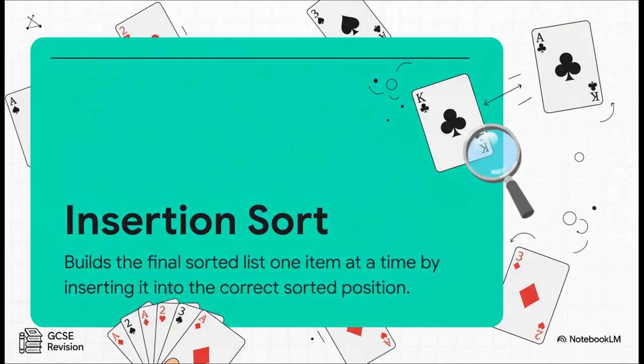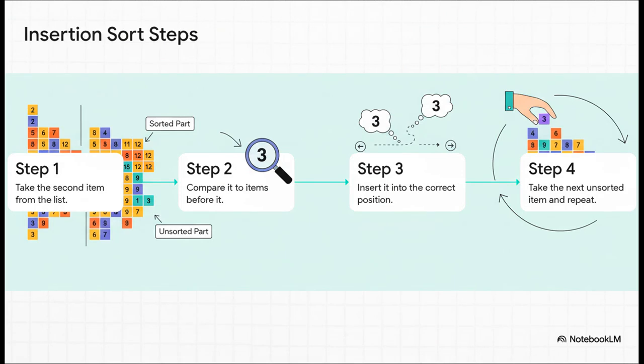Now, the absolute best way to picture this one is to think about sorting a hand of playing cards. As you get each new card, you don't just stick it on the end, you slide it into the correct position among the cards you're already holding. So here's the process. You basically imagine the list is in 2 parts, a sorted part at the beginning and an unsorted part at the end. You take the first item from the unsorted section, figure out where it belongs in the sorted section, and insert it there. You just keep doing that until there's nothing left in the unsorted part.